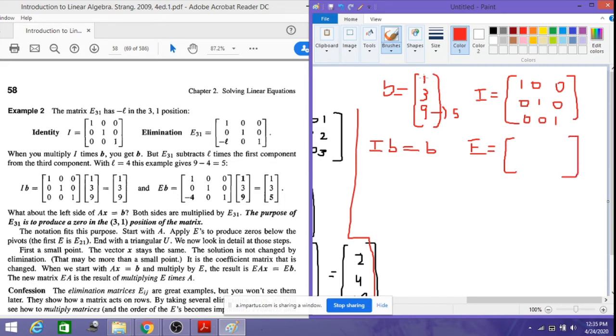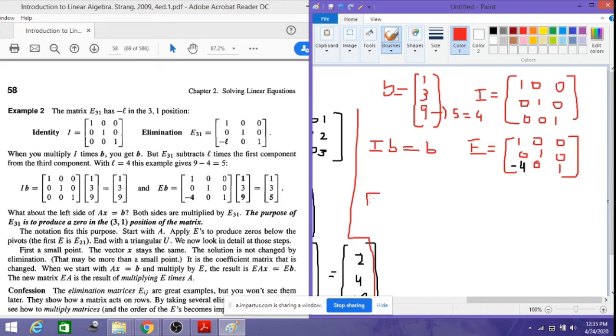Now I want to subtract, so I multiply by some number here so that I can get a value. I want 5 here, so 9 minus 5 is nothing but 4. So now I want to subtract it, so the multiplier, you place it as minus 4. So 1, 0, 0. This is 0, 1, 0. Now the multiplying factor, you put it as minus 4, and the remaining values you keep as they are, 0 and 1.